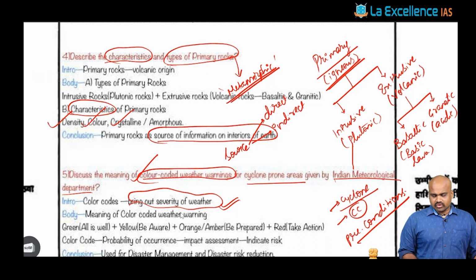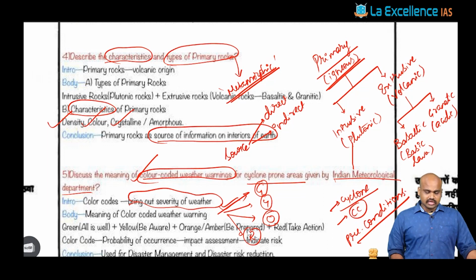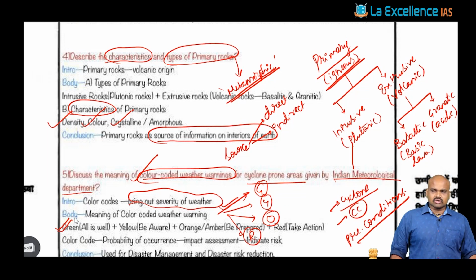Now, when you look at the meaning of the color coded weather warning, there are four different colors. One is green, the second is yellow, the third is orange, and the fourth is red. And each color has its own meaning. When you look at the green color, it fundamentally means that the weather is all well, all in manageable condition, right? There is no threat perception with respect to cyclone as a phenomenon.